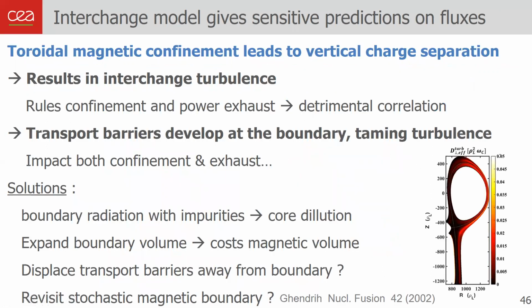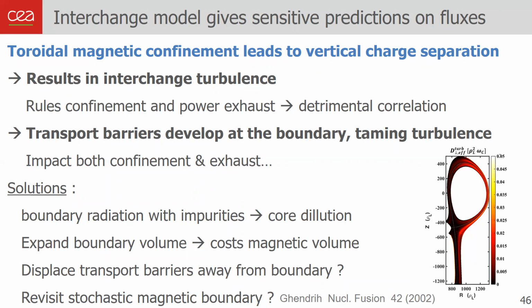So to conclude, we went through toroidal magnetic confinement. We have this vertical charge separation occurring. It results in interchange or curvature or ballooning turbulence, as you want. It rules confinement and power exhaust, maybe in a broad generic sense. I'm not saying that we have it all. I did not describe all the detail of core transport, but at least you show that there is a detrimental correlation if you use this interchange description for core and edge, of course.